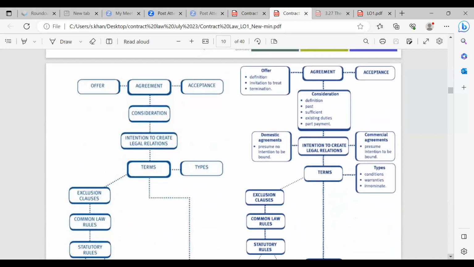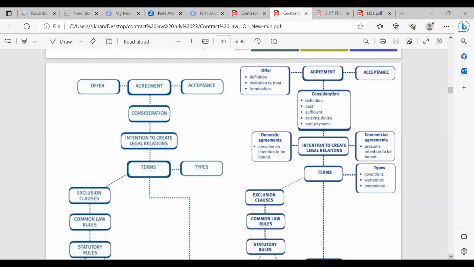So this is just a diagram identifying the different elements of a contract. So you've got an agreement, you've got offer and acceptance, which is ITT and termination of a contract. Then you've got consideration, which is a definition, past, sufficient, duties. Then you've got domestic agreements. Here you've got the intention to create legal relations. So you identify if there's offer, acceptance, then there's an agreement made, then there's some form of consideration, which could be part payment or monetary consideration. Then there's an intention to create legal relations between them.